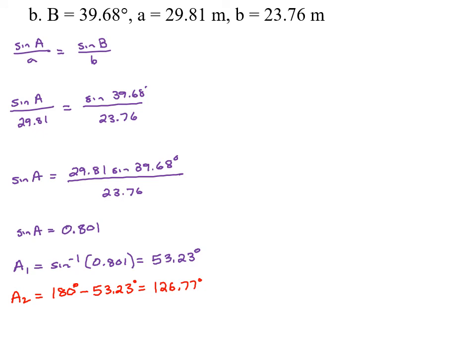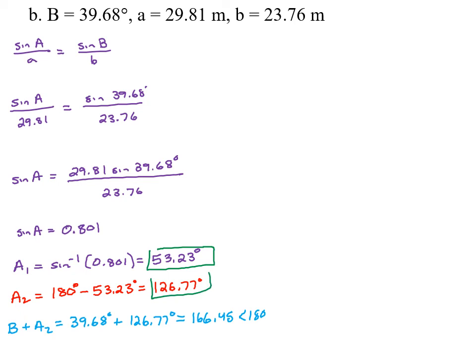Then I have to compare. If I added the B value I started with back to A2 that I just found, my B was 39.68. My A2 is 126.77. Plus 39.68, we're looking at 166.45, which is less than 180, which means there are two triangles here. Oh, I said I'm backwards. 53.23 is A1 and there is an A2 and there are two triangles here.